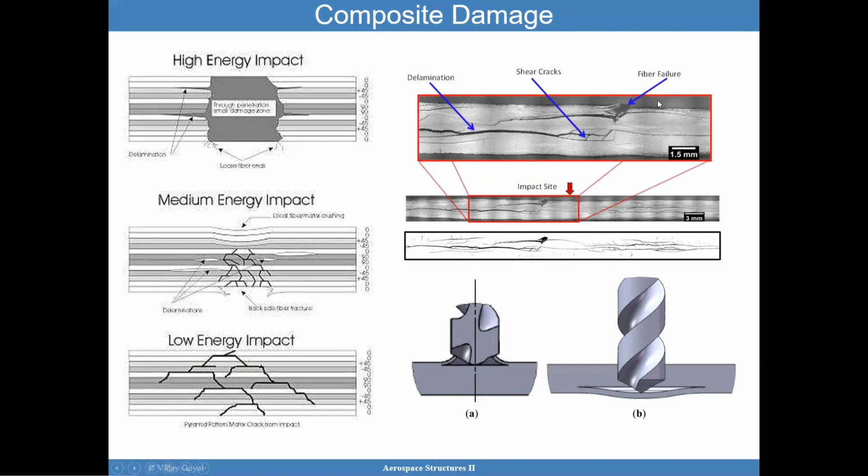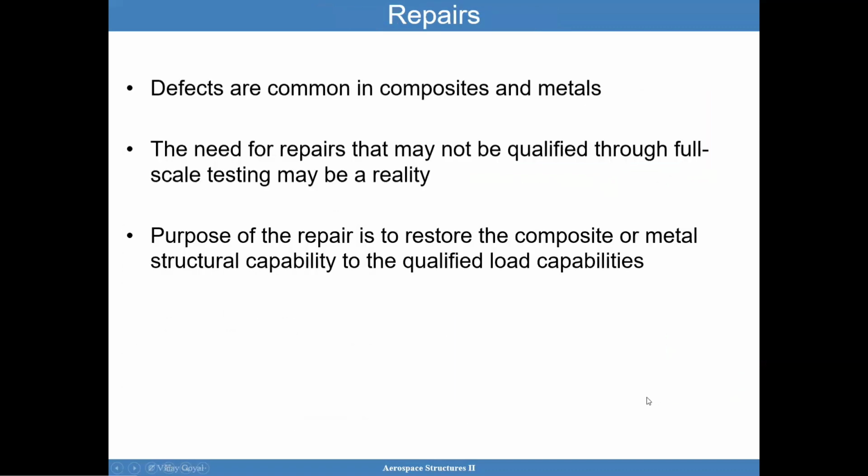Delamination, shear cracks, and fiber failures are common types of failures you could have. And here's a situation of drilling, which can cause ply lifting or delamination in this manner. So defects are common in composites and metals. The need for repairs that may not be qualified through full-scale qualification testing may be a reality. So you may not have the ability to demonstrate the repair at the full-scale testing of an airplane, launch vehicle, or spacecraft.